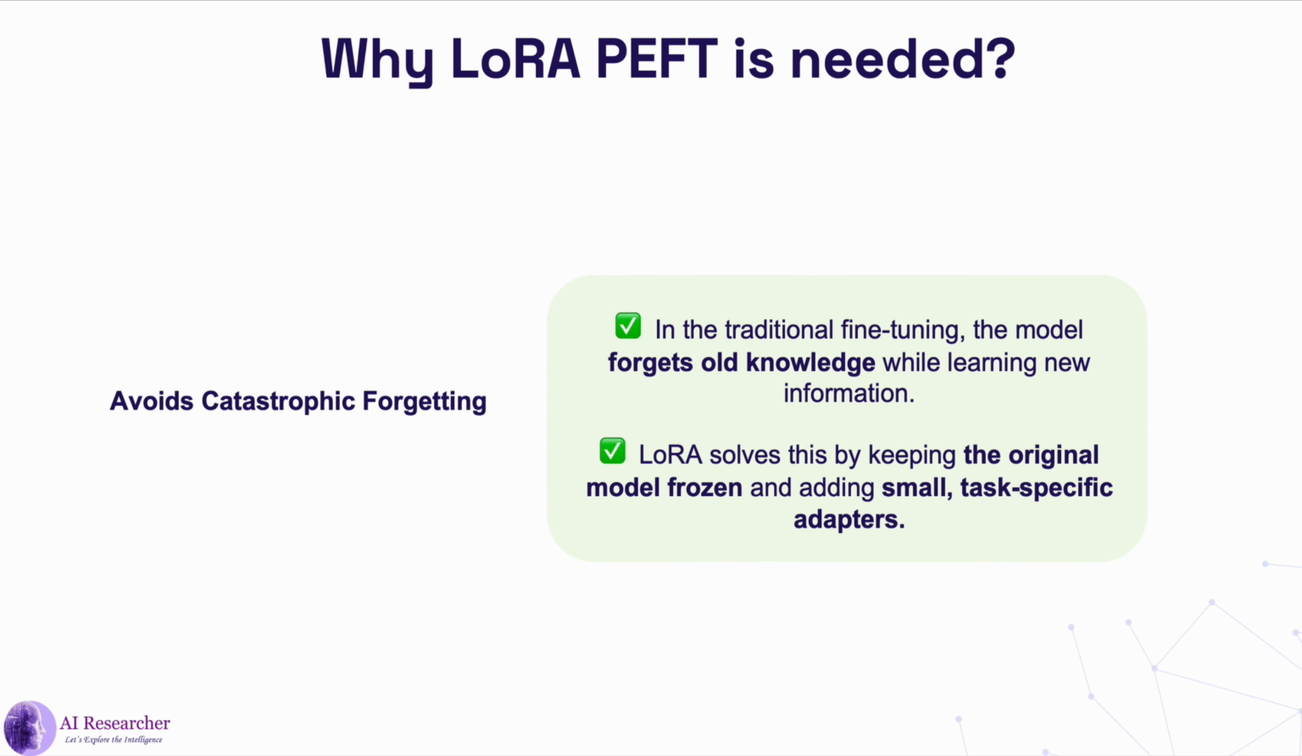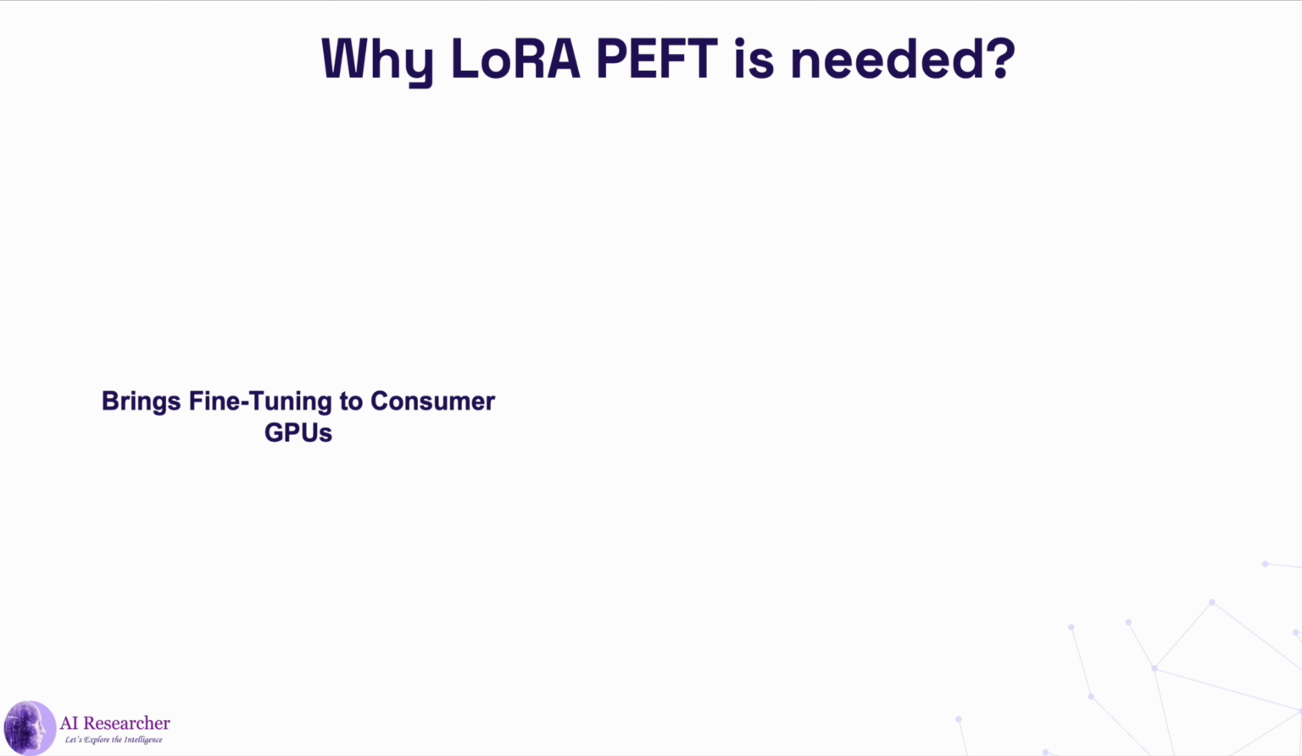The next point is avoiding catastrophic forgetting. A huge problem with traditional fine-tuning is catastrophic forgetting, where the model forgets old knowledge while learning new information. So if you fine tune a chatbot for legal advice, it may lose general conversation ability. So LoRA solves this problem as well by keeping the original model frozen and adding small task specific adapters during tuning.